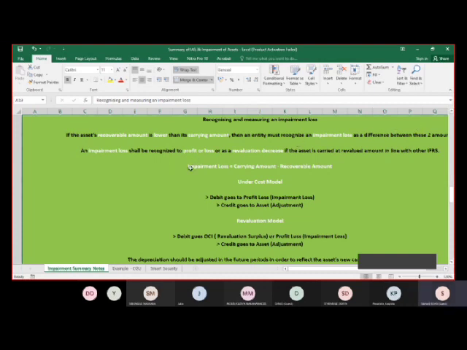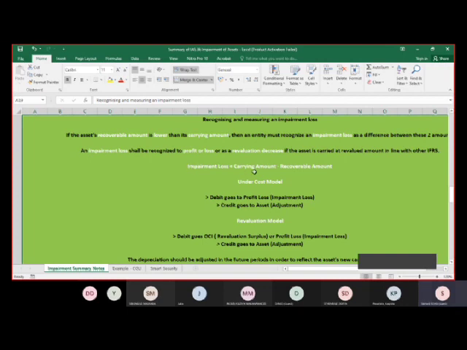An impairment loss shall be recognized to profit and loss, or as a revaluation decrease if the asset is carried at revalued amount in line with other IFRS. So for example, if you have a property, plant and equipment that you revalued, when you impair, you must first hit the revaluation surplus. If it's depleted, then the difference will go to the profit and loss.